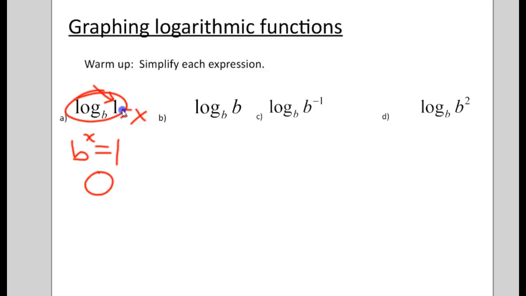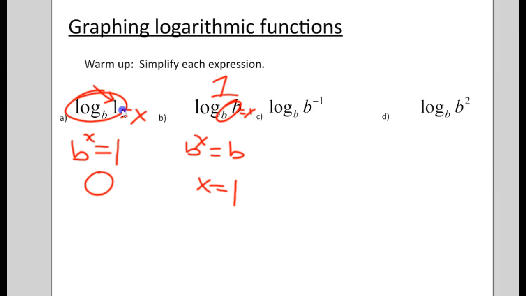All right, take a look at this next example. What if I have log base b of b? Well, in exponential form, this would be b to what power is plain old b? Well, it's got to be 1, right? So this is nice. If I can make my argument match my base, I know the answer to this log is always just 1.